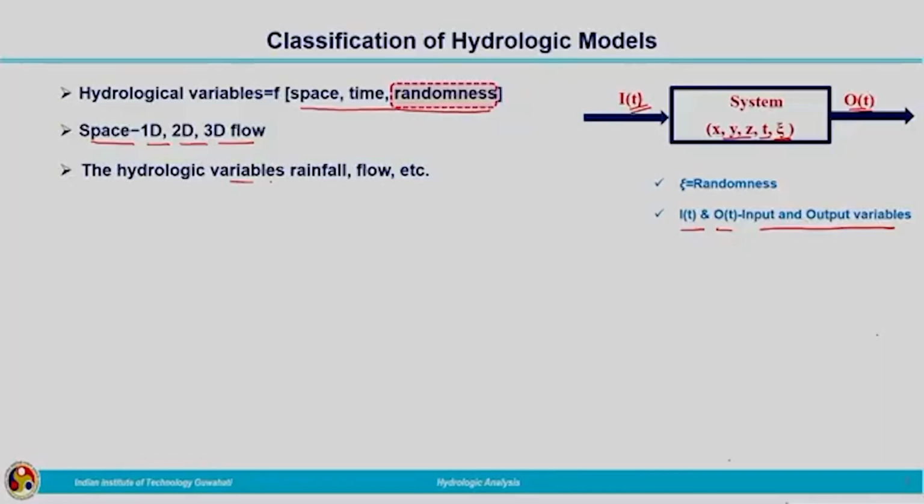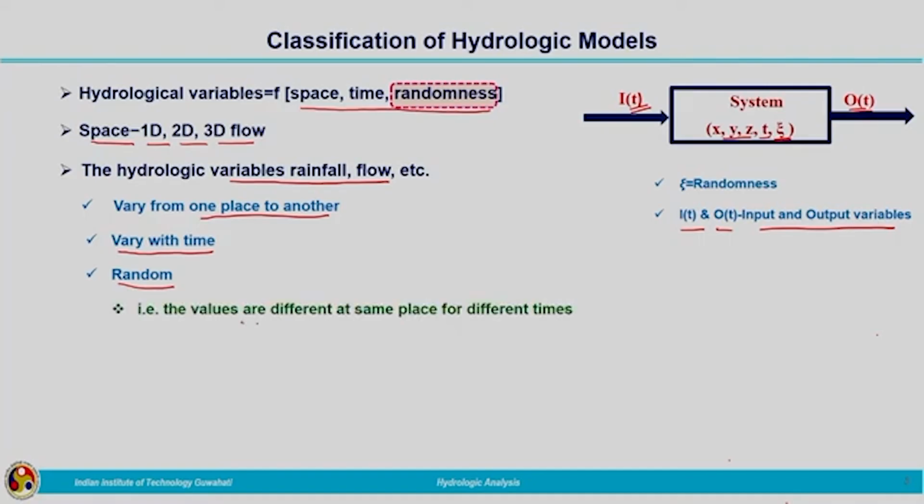So hydrologic variables such as rainfall, stream flow, etc., these variables vary from one place to another. It varies with respect to time and some amount of randomness is involved with these variables. Randomness in the sense the values are different at same place for different times. We cannot expect a fixed value of rainfall at a particular place for all the times because of the uncertainties involved with the water vapor dynamics.